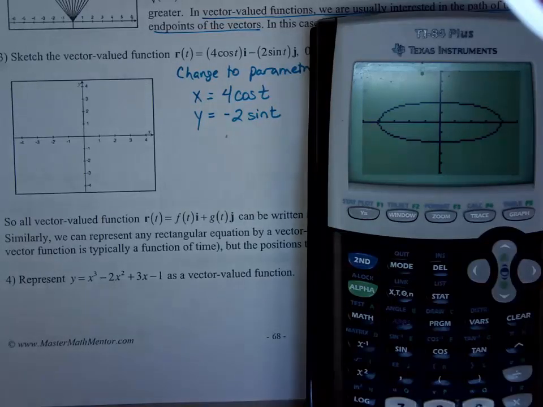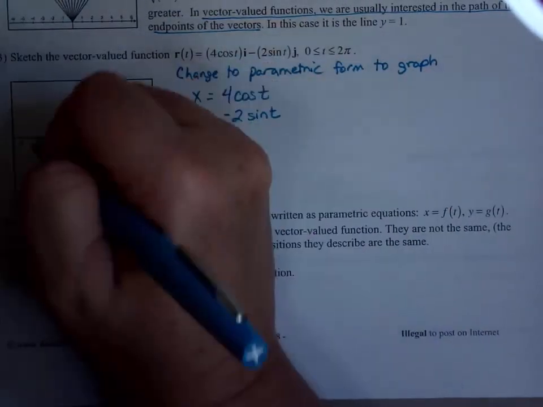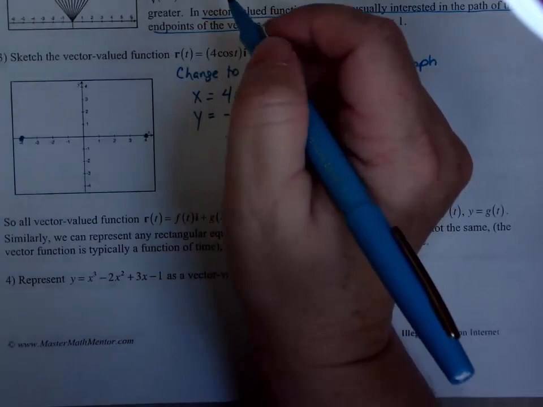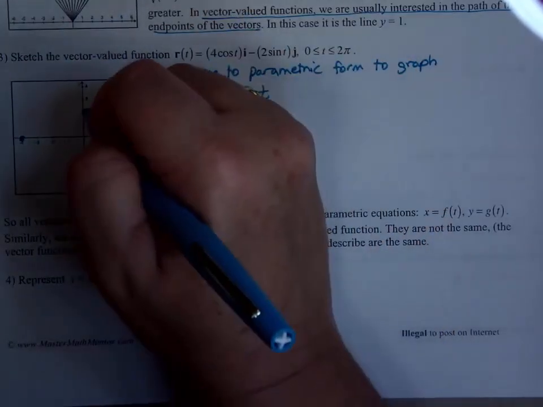How far out does it go on the left and right? To 4. So we're going to put a dot at 4 and -4. How high up and down does it go? It goes up to 2 and then down to -2.